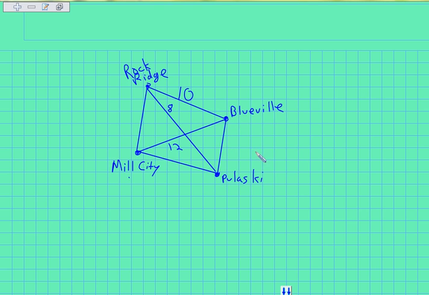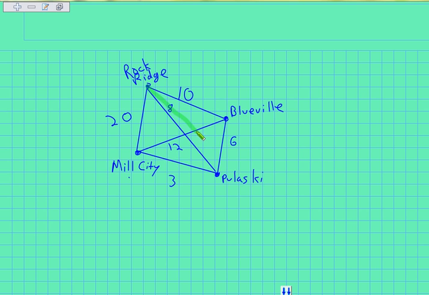From Blueville to Pulaski, I may say that this is 6 miles long. Mill City to Pulaski, I'm going to say that's 3 miles long. And then Rock Ridge to Mill City, that's a long one, we're going to say that's 20 miles long. So that means that if I'm going to go through and I want to take a Hamilton path, as I choose this, I'm actually going to be creating some sort of weighting for each of my paths. Right? So let's just go through one of these just to see what I mean.